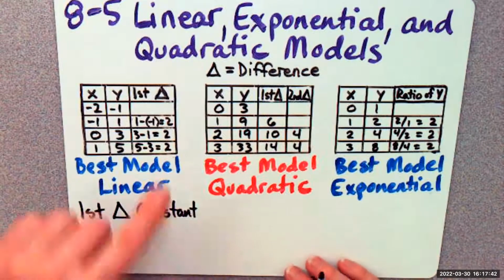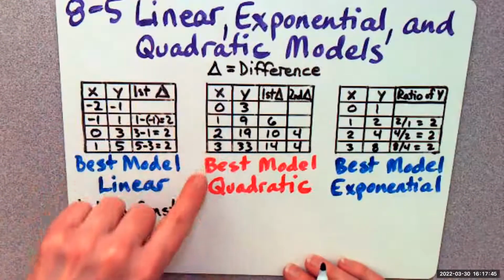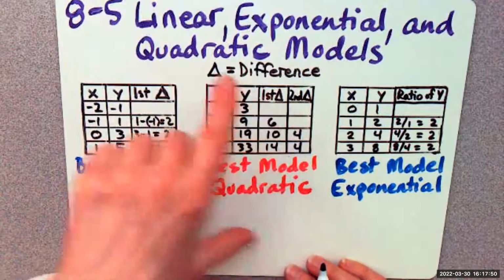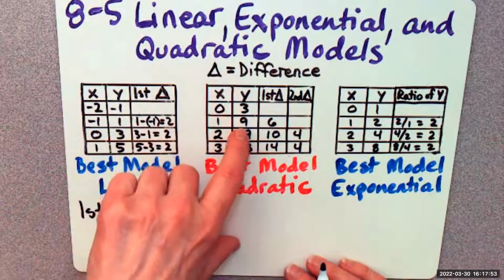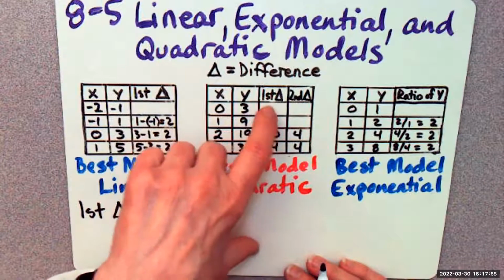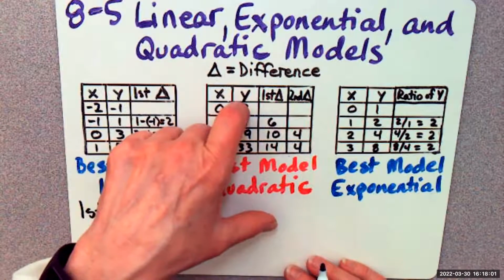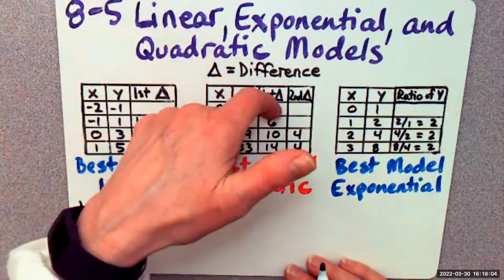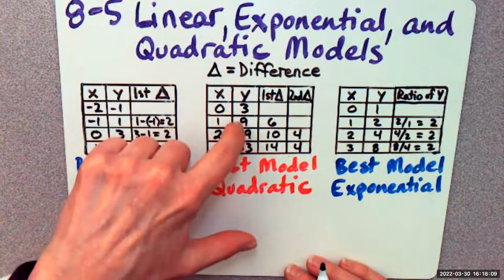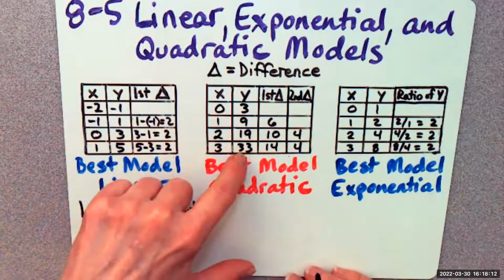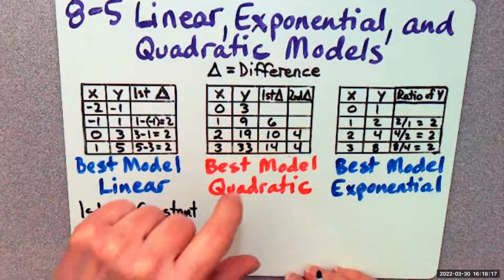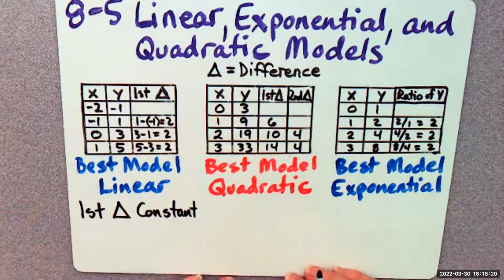Now let's look at this one. We have our input x values and our output y values. The first difference, or first delta, will be 9 minus 3 equals 6. Again, there's nothing to subtract from this 3, so we can't do that one and it's blank. So 9 minus 3 is 6. 19 minus 9 is 10. And 33 minus 19 is 14. That's not a common difference for the first difference.